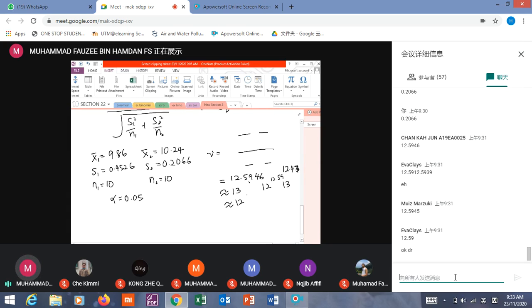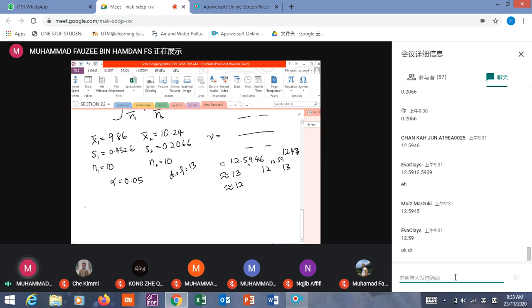Maybe the answer will be quite different, but I think it's better, as most of you learned when rounding numbers, 12.59 goes to 13. So the degree of freedom is equal to 13 to refer to the table. Okay, now you already have all the values.